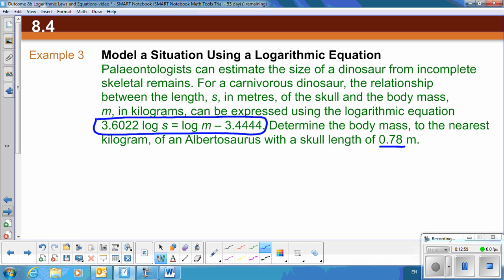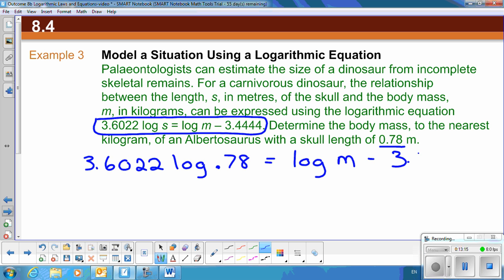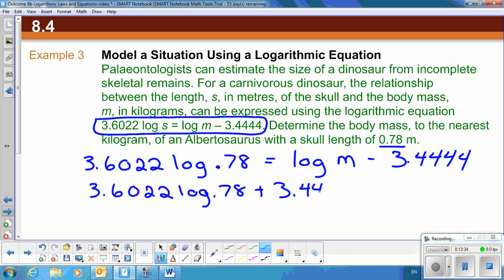So all we're going to do is substitute in 0.78 for s. So we have 3.6022 log, and instead of s, we're now putting in decimal 78, equals log of m, which is what we're looking for, minus 3.444. Start by trying to get that log by itself, so we're going to add that 3.444 to both sides. So we have 3.6022 log of decimal 78 plus 3.444 equals the log of m.